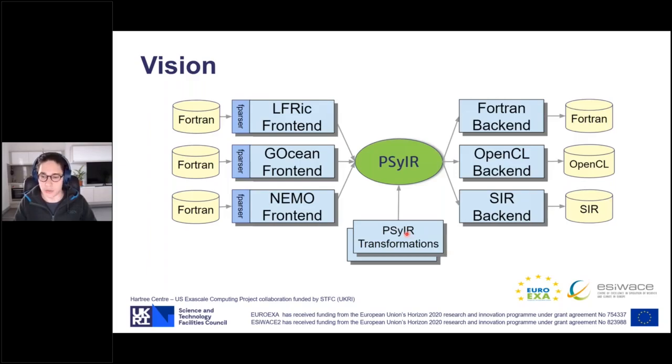Also, let me quickly mention in this slide the different funding that we got in order to develop the PSyIR. At the moment, we have internal funding from UKRI to study collaborations with the US Exascale Computing Project. And we also got several fundings from the European Union through ESiWACE and EUROEXA in order to develop some of these backends.